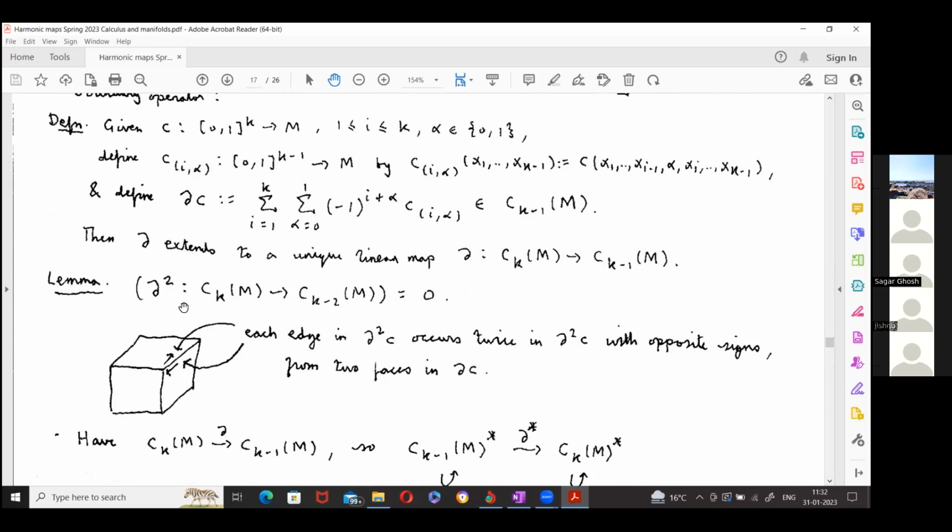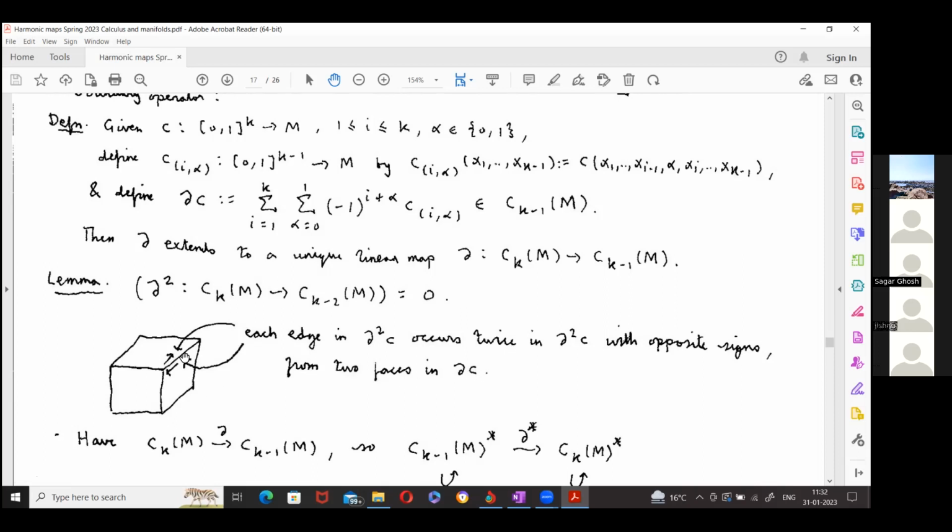And then just like you prove when you compute homology, the square of the boundary operator is 0. That means if I apply the boundary operator twice, from C k to C k minus 2, this is 0. Okay, so you can work out this calculation as an exercise. The idea is that when you look at the boundary of the boundary, you're going to go from faces to edges. So each edge in boundary squared of C occurs twice in boundary squared of C, with opposite signs, coming from two faces in boundary of C.